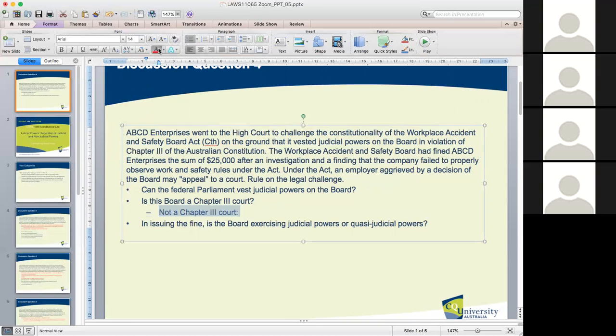Why do you think that it's not? I suppose it doesn't comply with the Constitution in Chapter 3. The makeup is not. It's a board. It's not defined as a court. It's not applying law as such, like the High Court.